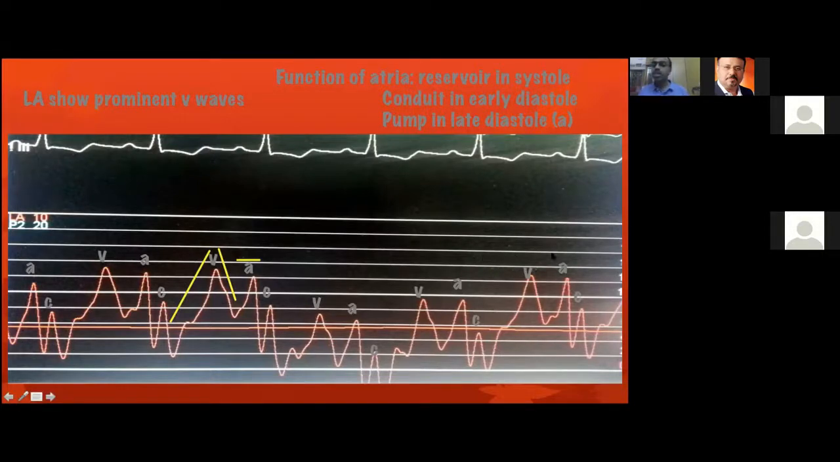The next question: clinical situations where the mean RA pressure is not reliable. For example, if CVP is 2 in a patient after ASD closure. Not able to understand the question.